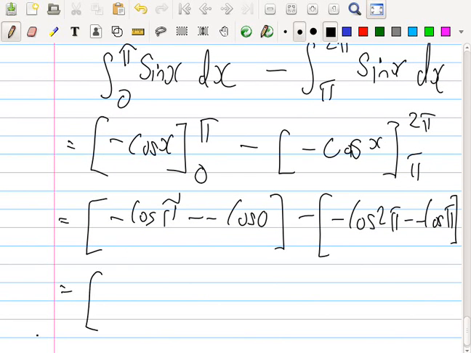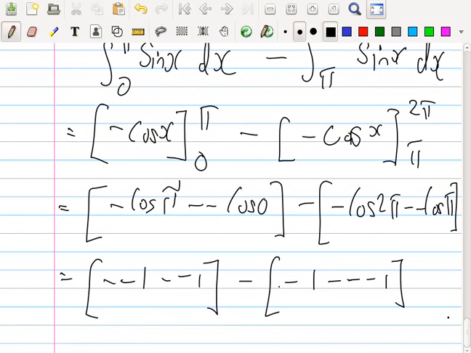Cos pi is minus 1, isn't it? So this would be minus minus 1. Isn't it, cos pi is minus 1? Yes. And cos 0 is 1. Cos 2 pi is 1. And cos pi is minus 1.